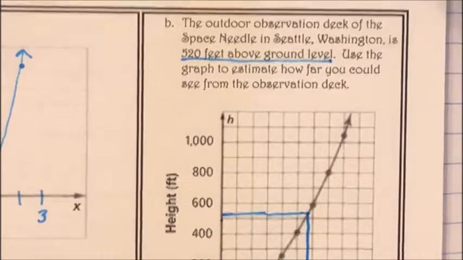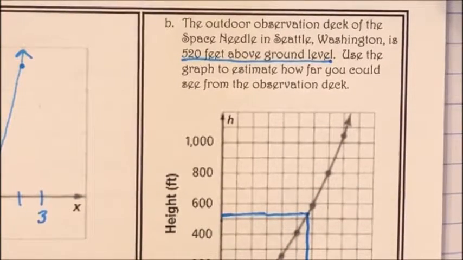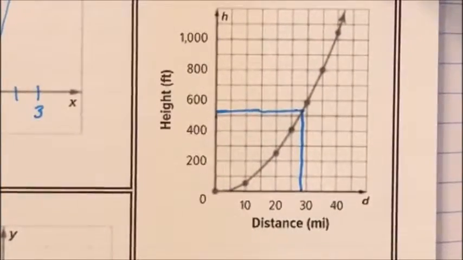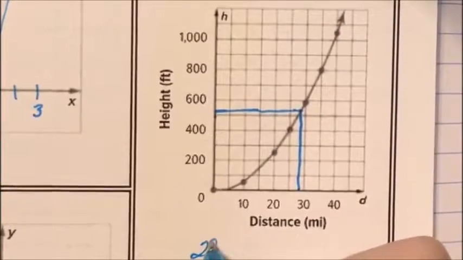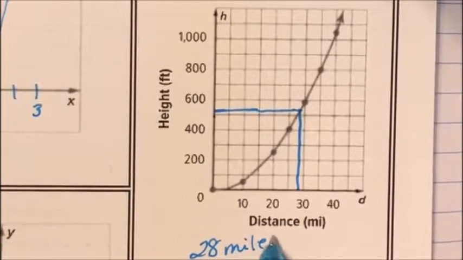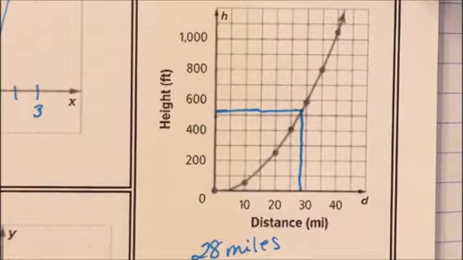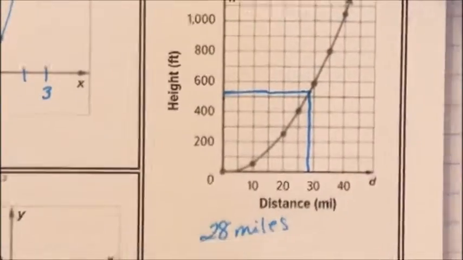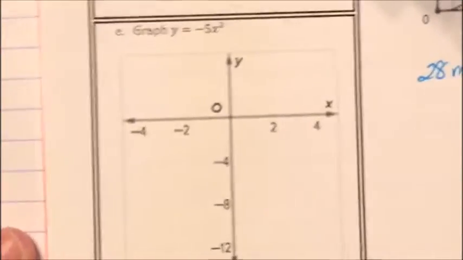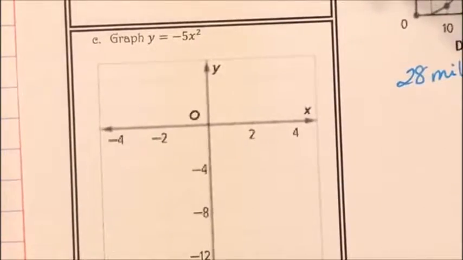It comes down there. It's between 20 and 30. Here's 25. So it's between 20 and 30. So I'd say probably around 28 miles, you could see. Okay. You may have 27, 29, somewhere in there, but somewhere between 25 and 30, okay? All right, letter C says graph y equals -5x squared. Okay, again, I'm going to make a table.